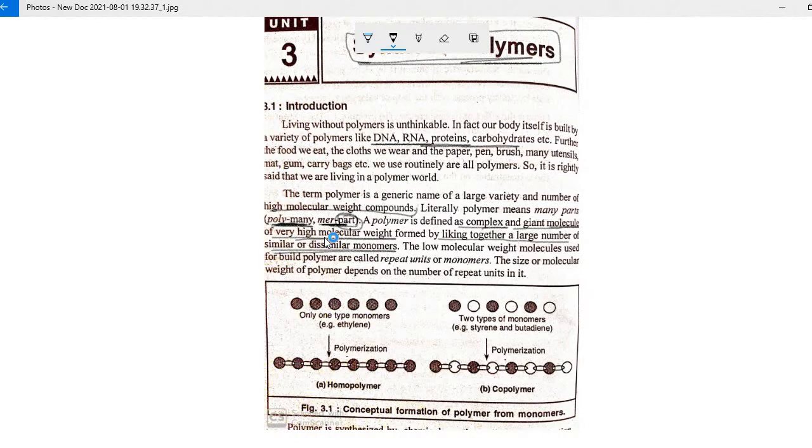So there are two types of polymers, that is, one is homopolymer and second is copolymer. Homopolymer means only one type of monomer.